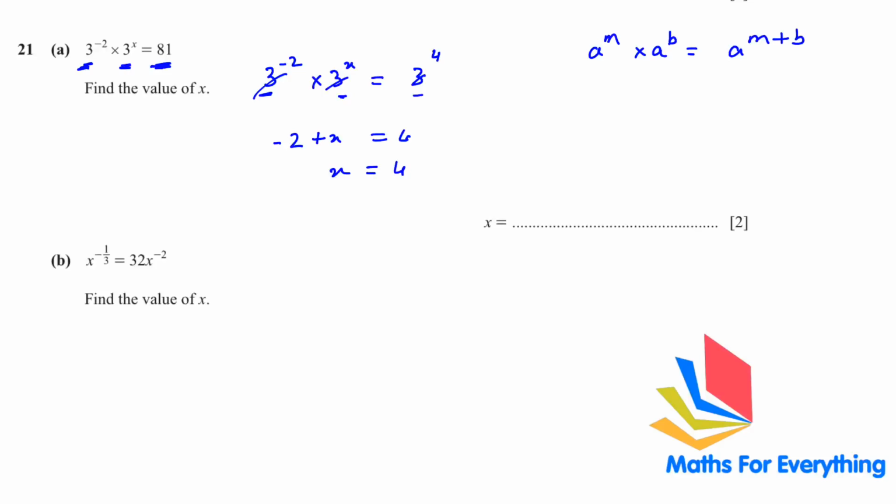The negative 2 will be moved to the other side. It will become positive 6. So x is equal to 6.